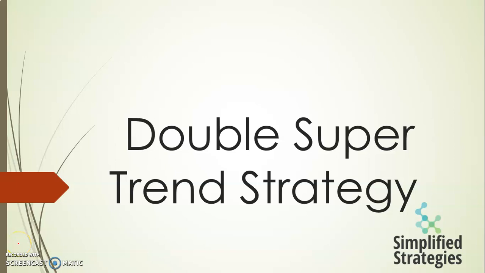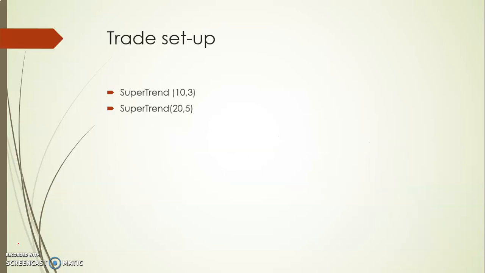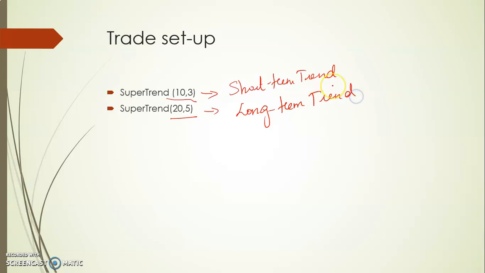Hello everybody. In this video, we are going to see how we can use two super trends and then come up with a strategy. So the trade setup is you have to plot super trend 10,3 and super trend 20,5. So this gives us the short term trend and super trend 20,5 gives us the long term trend. Okay, so this is the setup.